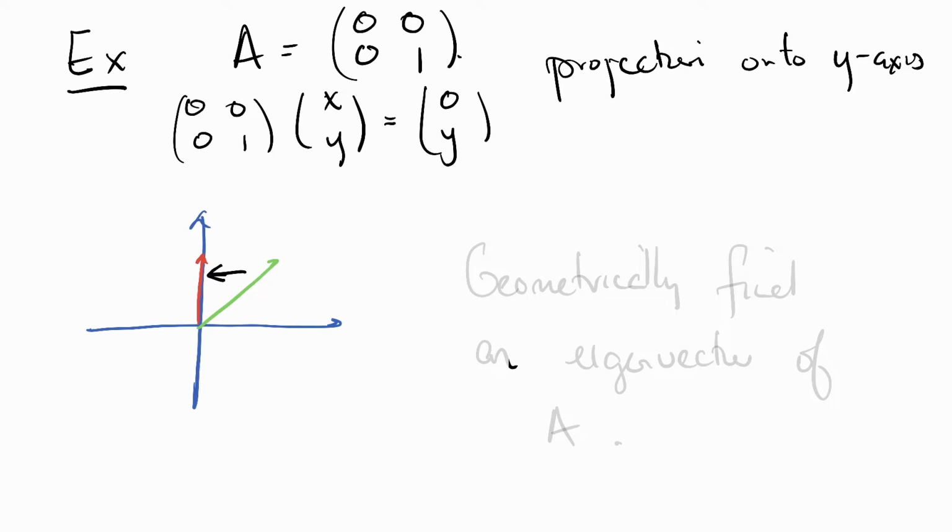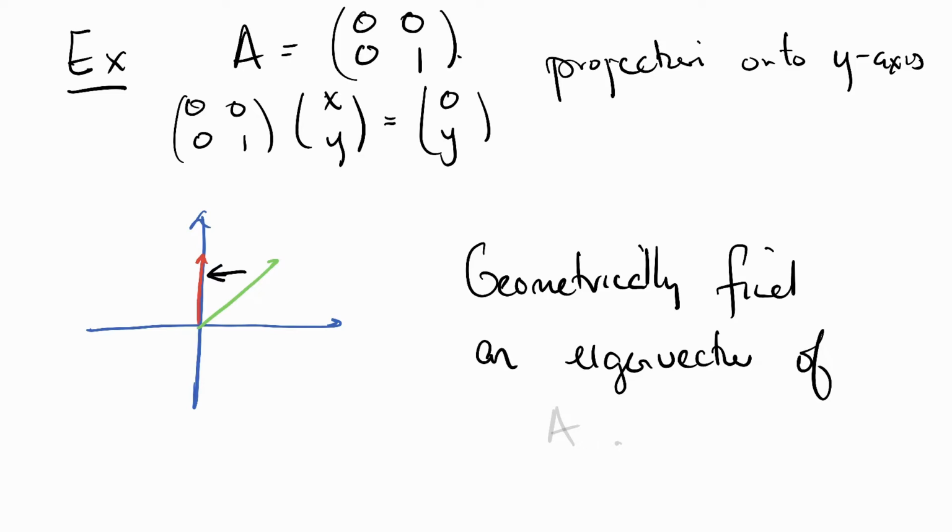So here's the exercise for you. Geometrically, find an eigenvector of A. As in, find a vector that doesn't change direction, give a geometric argument for this. No algebra necessary.